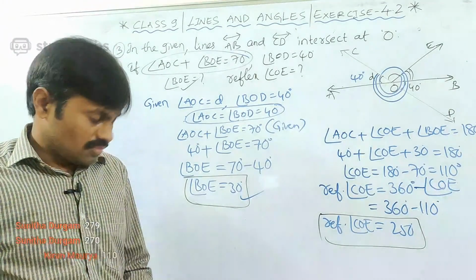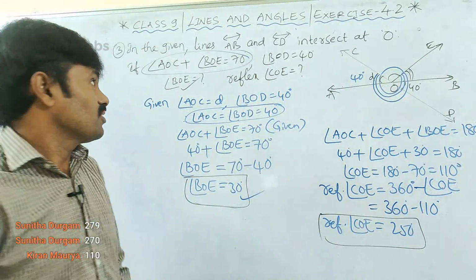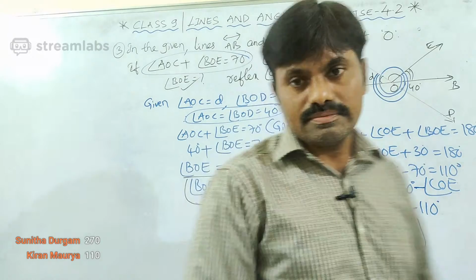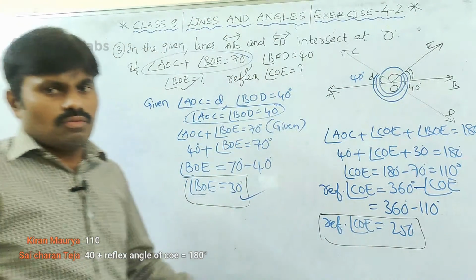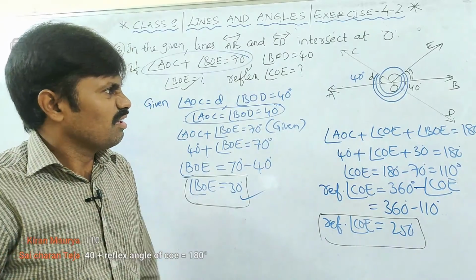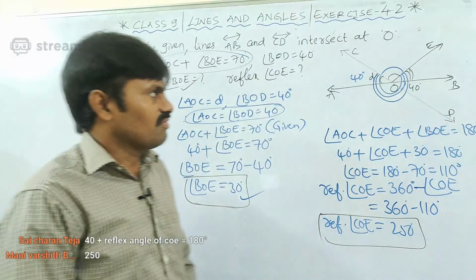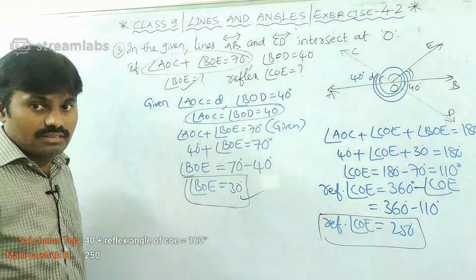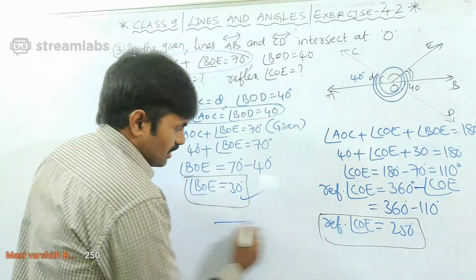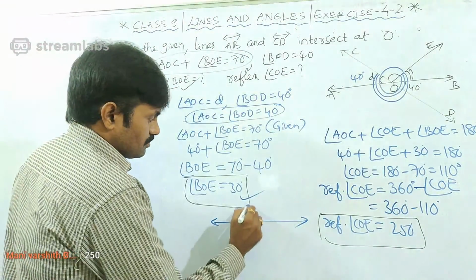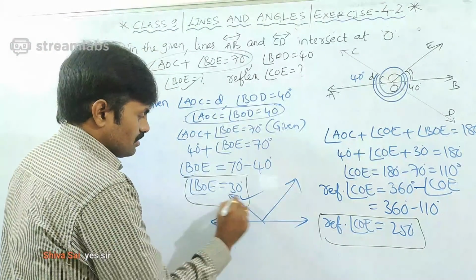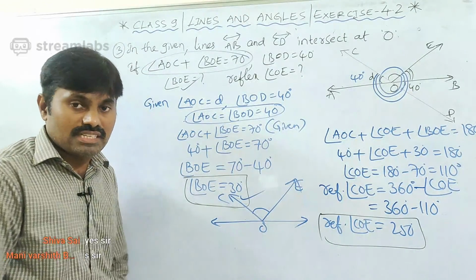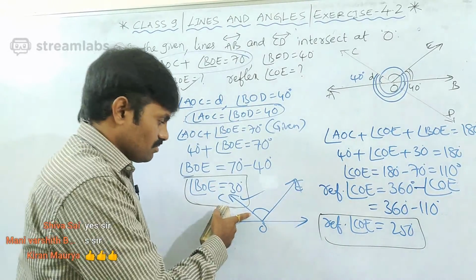Did you understand the solutions of these three problems? Is it clear? Any more doubts in this concept? Yes, the reflex angle of COE. See, I will draw the figure again. For example, it is a ray AB, and this is COE. Now this is the angle COE. What is the reflex angle? Reflex means the other side.